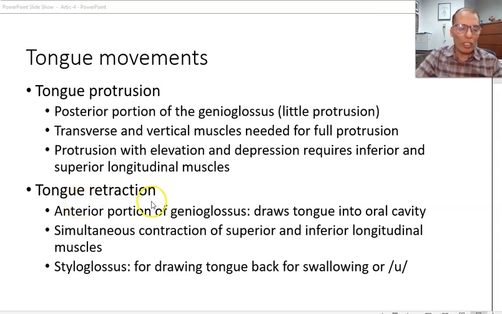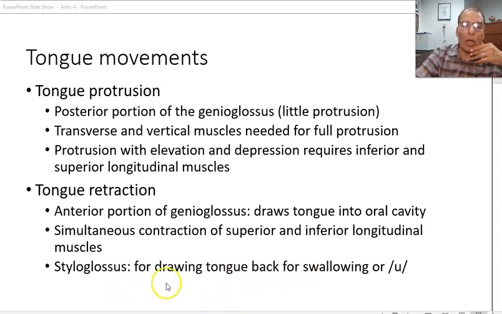Tongue retraction, when we bring the tongue back, is going to require the anterior portion of the genioglossus, first part here, because you want to bring the tongue inward. This muscle draws the tongue into the oral cavity. At the same time, you have simultaneous contraction of the superior and inferior longitudinal muscles. So this will bring the tongue back.